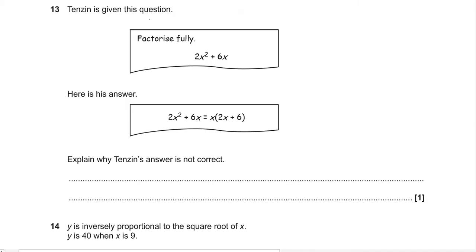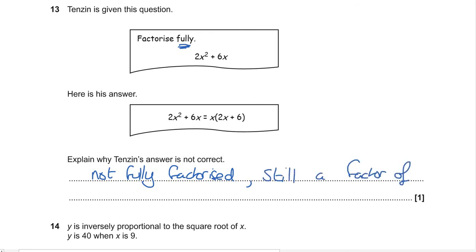Right, Tenzin is given this question: factorize fully 2x squared plus 6x. Here is his answer: 2x squared plus 6x equals x lots of 2x plus 6. So what is wrong with Tenzin's answer? Well, he has factorized it, but he hasn't factorized it fully. It's not fully factorized, there's still a factor of 2 in 2x plus 6. So the answer should be 2x lots of x plus 3.